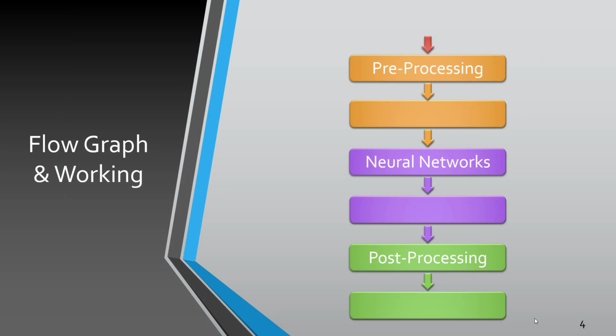let's move toward the first thing, that is the flow graph of a chatbot. You can see three main modules that will be working at the back end of the chatbot that we have designed. The first module is pre-processing, the next is the neural network, and the third one is post-processing.